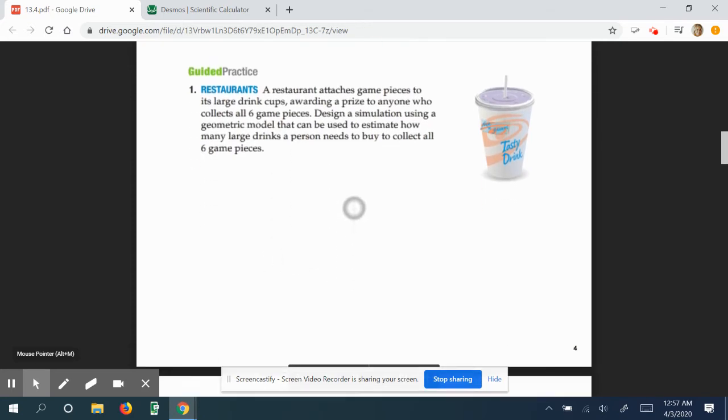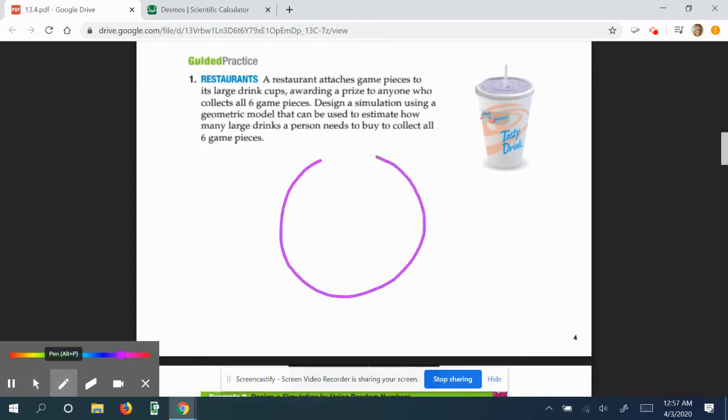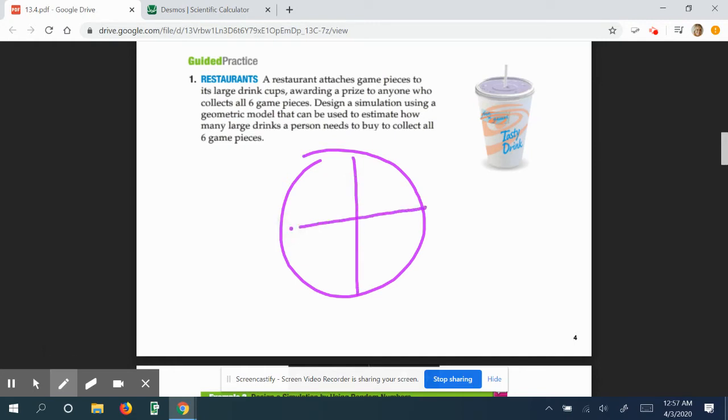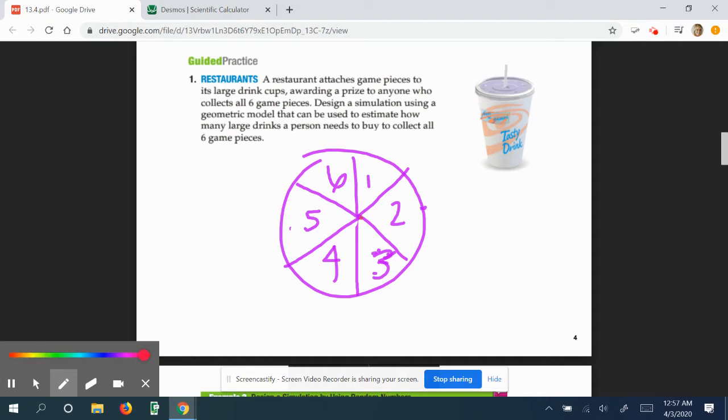Again, you could do some sort of a spinner. It says that pretty much they're all equal, so you just break it up into 6 pieces. Now we have 6 even pieces: 1, 2, 3, 4, 5, 6. Then, like I said, we could attach some sort of a spinner to it and just spin, and you would figure out which one they're going to get.